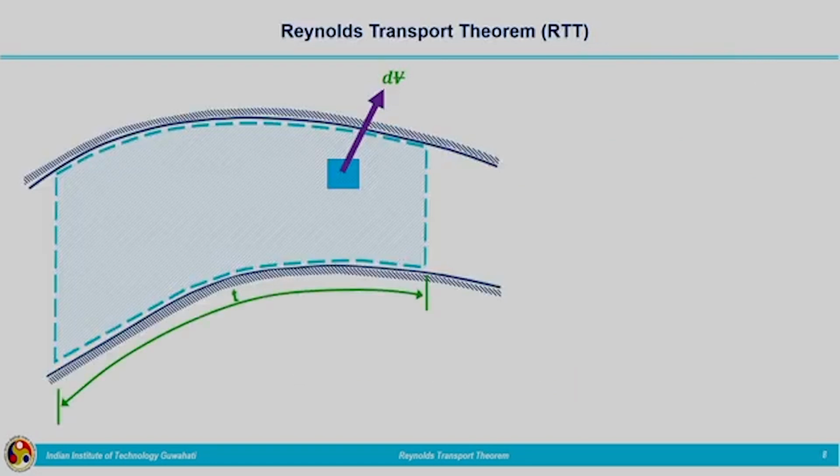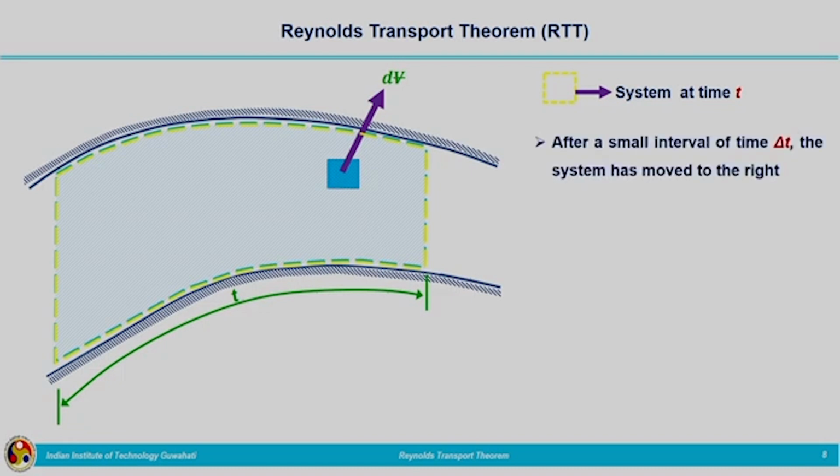Now what are we going to do? We are going to consider the control volume at time t, and as we know, the control volume is not going to change as time changes. So at time t we have the control volume, and we are also considering the system, that is the control mass. Our system is marked by the yellow dotted lines, which coincide with the control volume. System at time t is marked by these yellow dotted lines. Now after a small interval of time delta t, what will happen to the system? The system will be moving towards the right-hand side. That is represented by this pink dotted line.